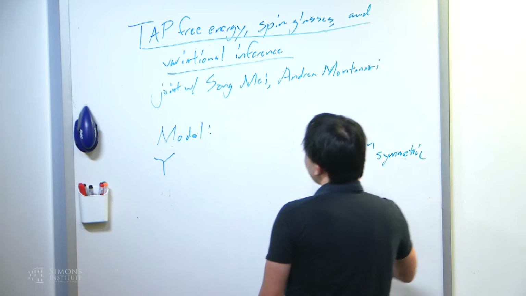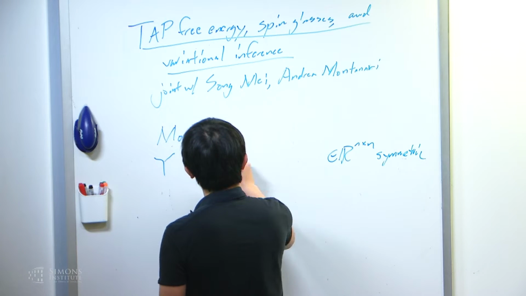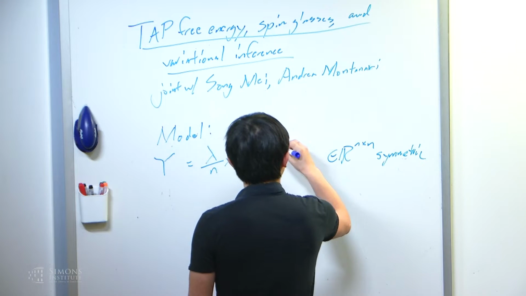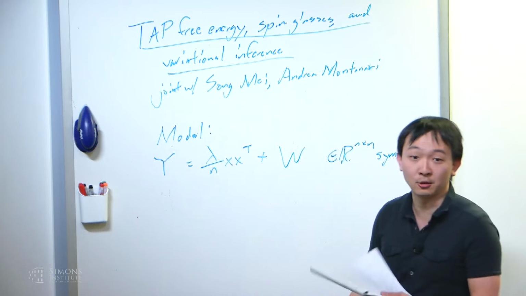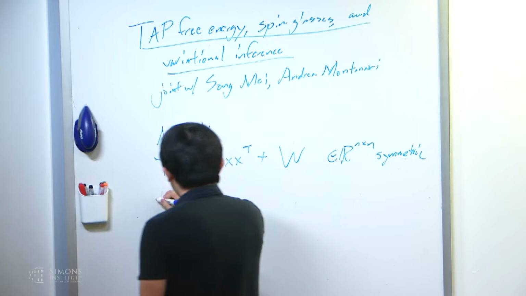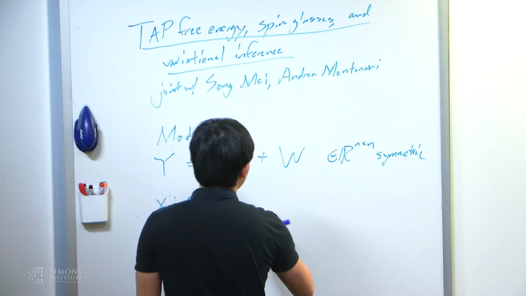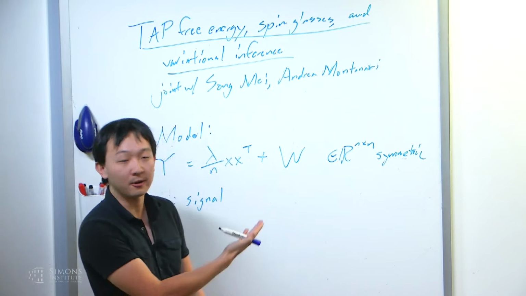And the model for Y is that it's going to be the sum of a rank 1 signal component, I'll call that lambda over n times X X transpose, and then plus some additive Gaussian noise W. All right, so here X is a signal vector in R^n. And we're going to do Bayesian inference, so we'll put a prior on X.